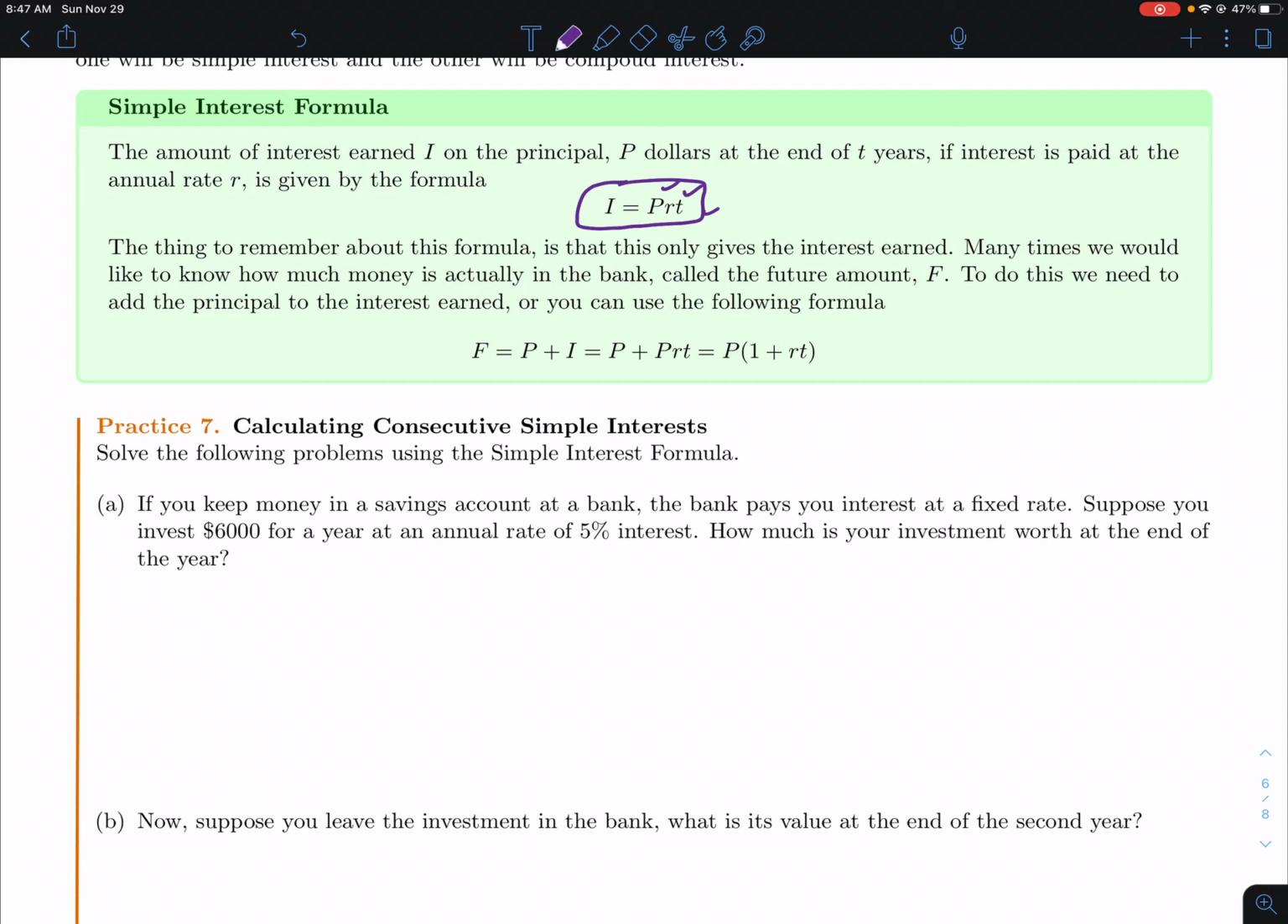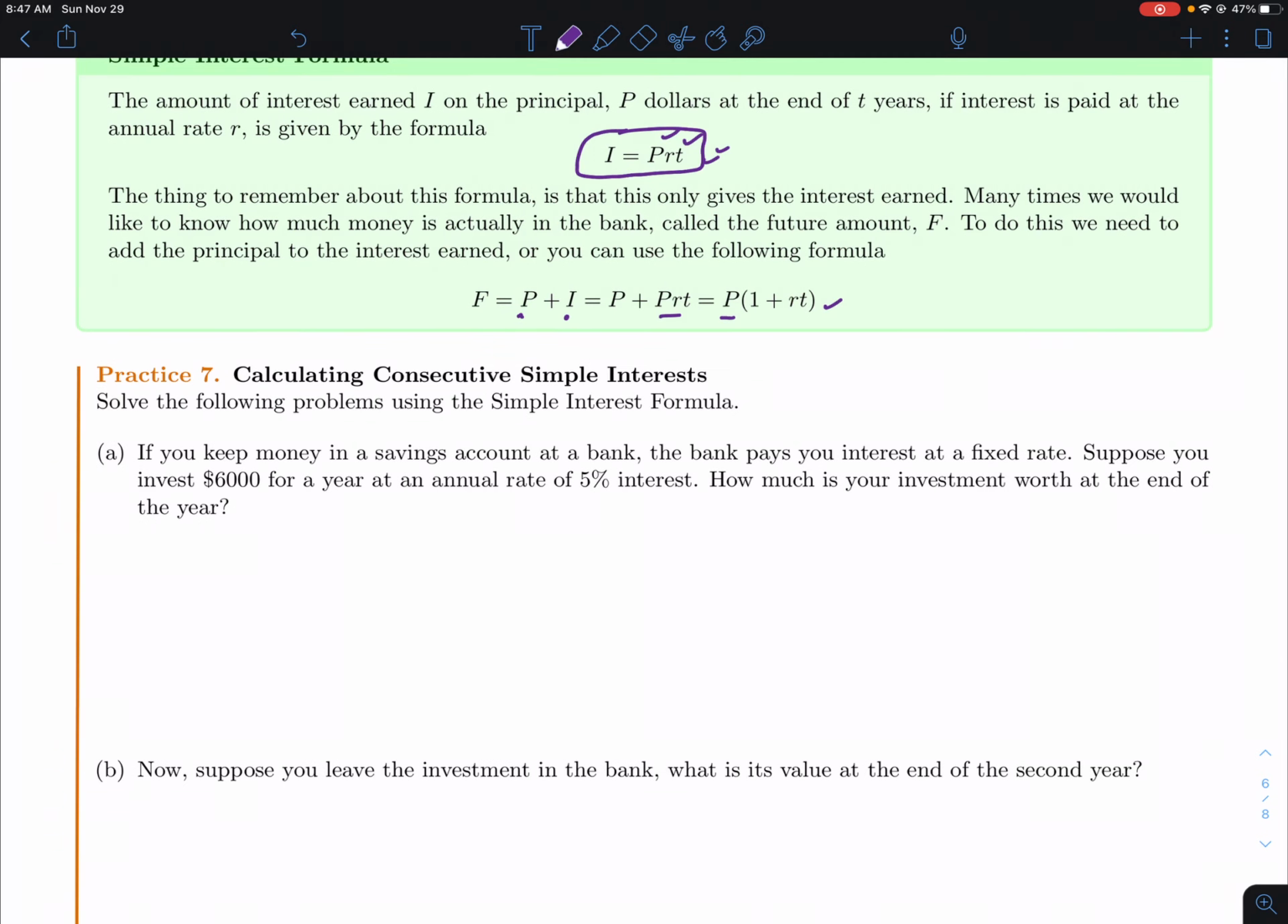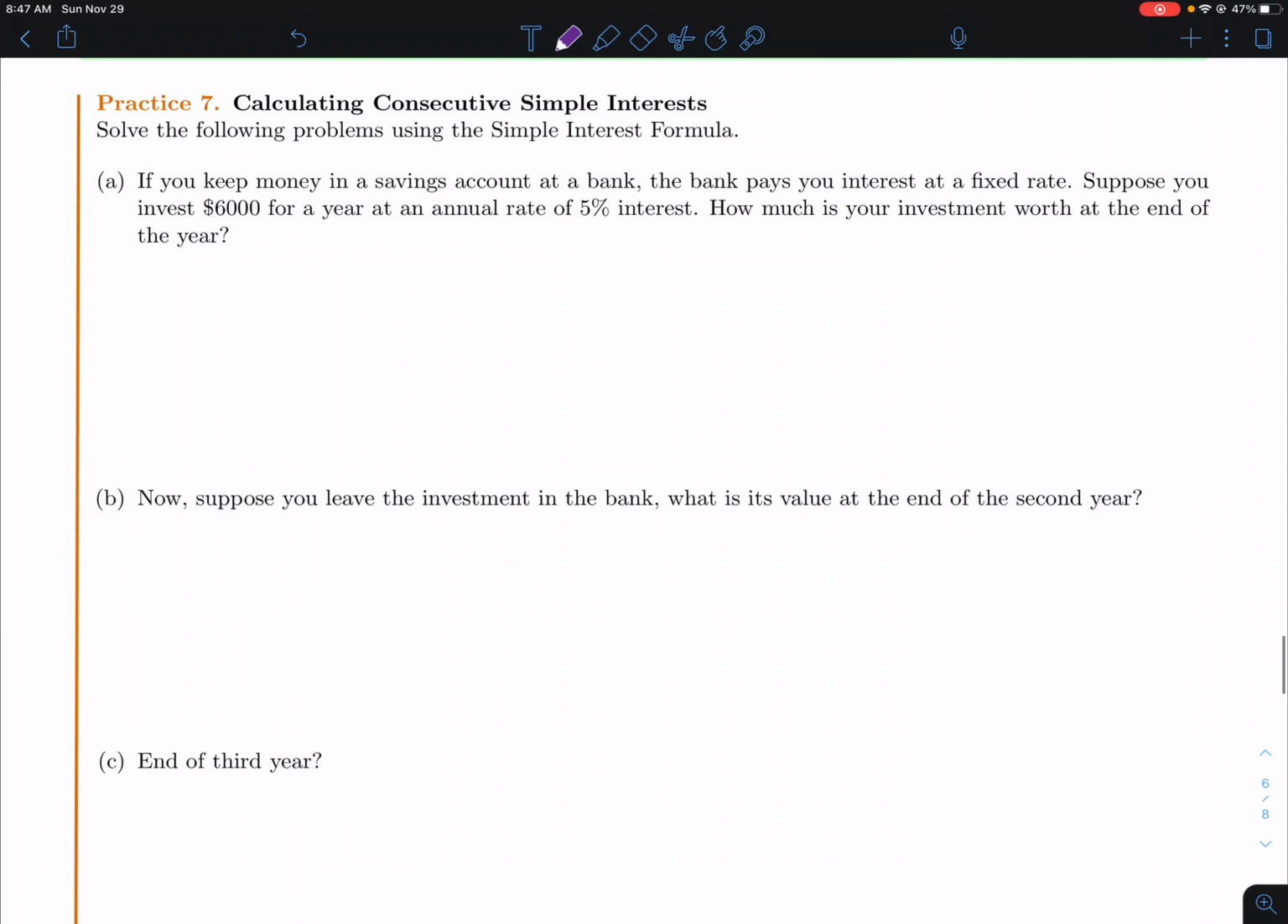So I've made a future value equation for you down here. If you take the principal plus the interest, and do a little substitution, the interest we know is the same thing as PRT. Then if we factor the P out, we get P times (1 plus RT), which gives us what's called the future value. That actually tells us how much money is in the account, the principal plus the interest combined. All right. So in this case, for practice 7, we want to solve this using the simple interest formula.